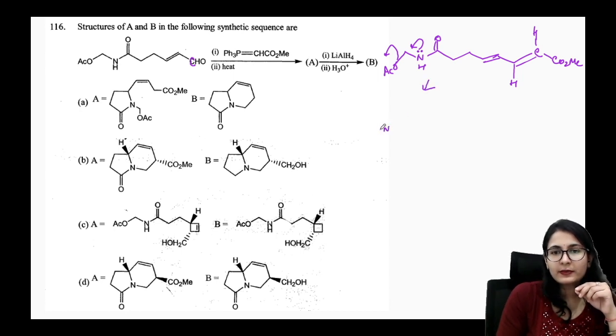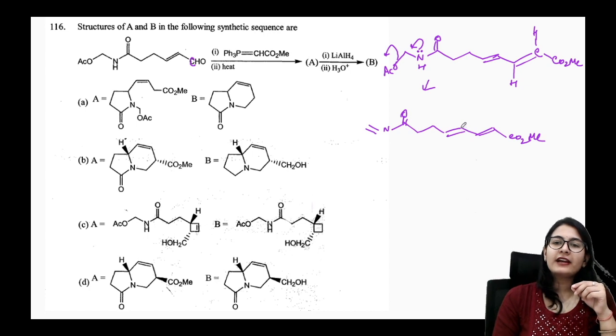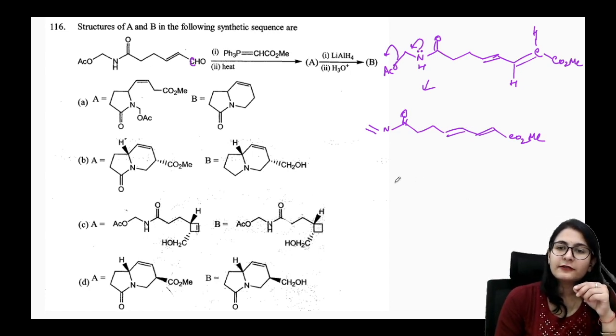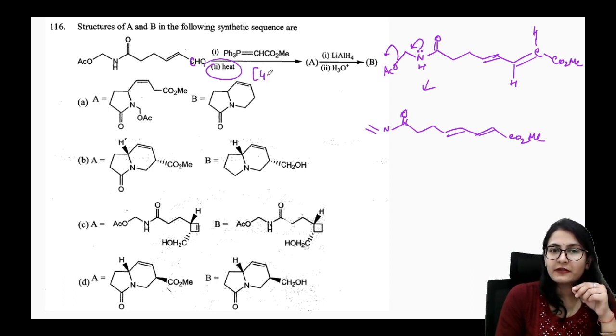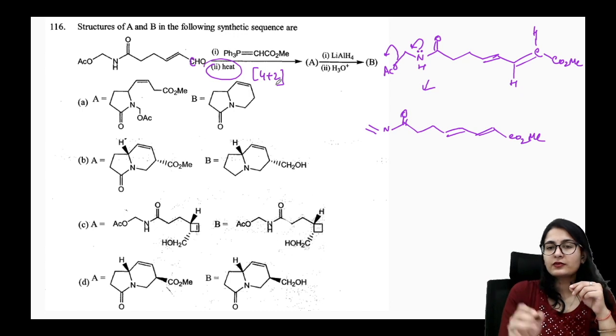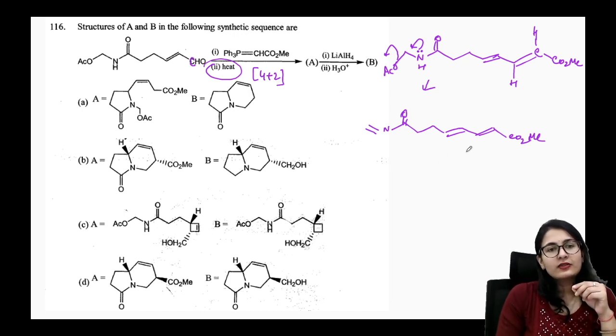This can be written in this way: N double bond, and this double bond O, CO2. I mean, this is trans. Okay, I have written the molecule in the S-trans form. Now, the second step of this reaction is going to be a Diels-Alder reaction. In the presence of heat, you know that you have got a 4 plus 2 cycloaddition possibility. So absolutely you are going to get a Diels-Alder reaction.